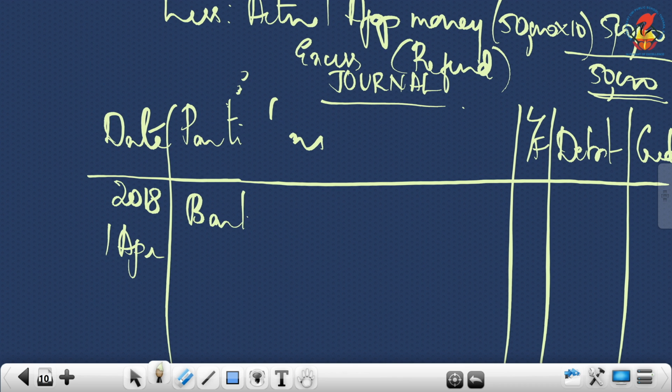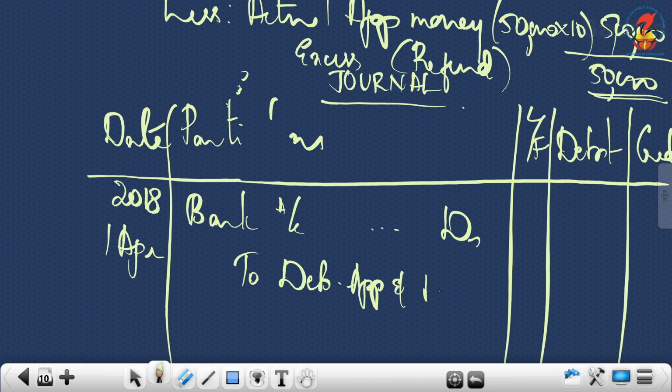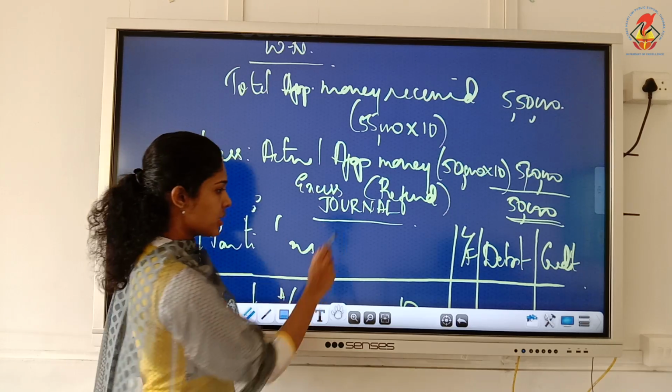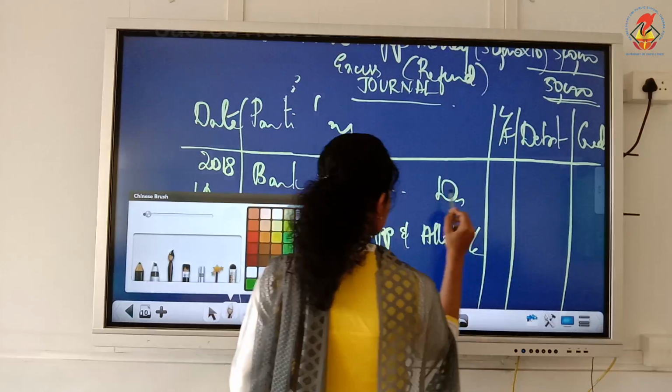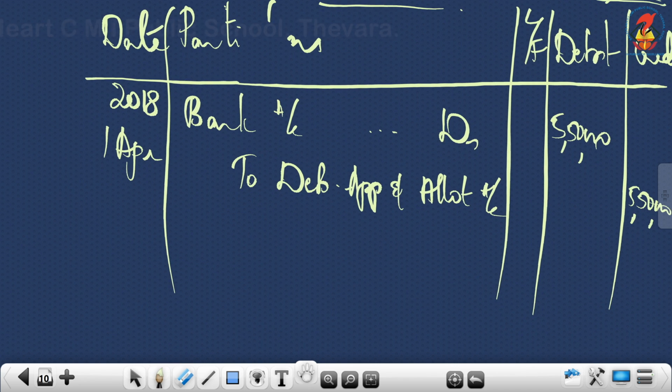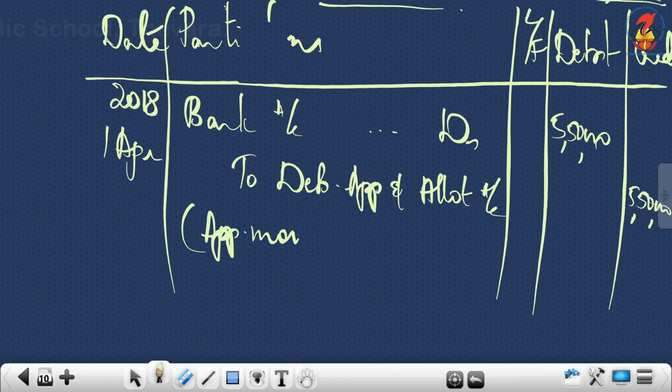That is, the first one is bank account debit. Since it is lump sum, you can write debenture application and allotment account. Which amount will you write for the first entry? Just like we did for shares, take the first amount, that is 5,50,000. What is the second entry you are going to write? So this thing you can write application money received.